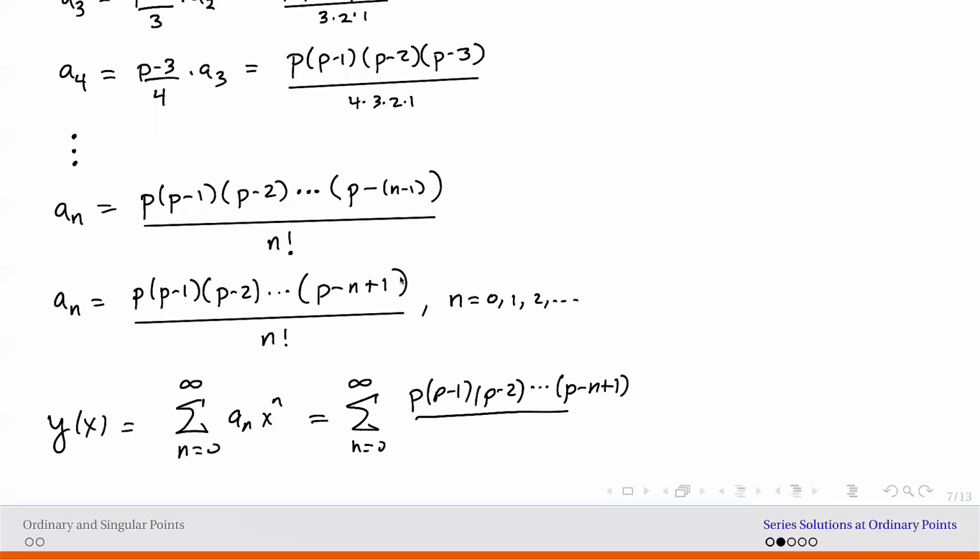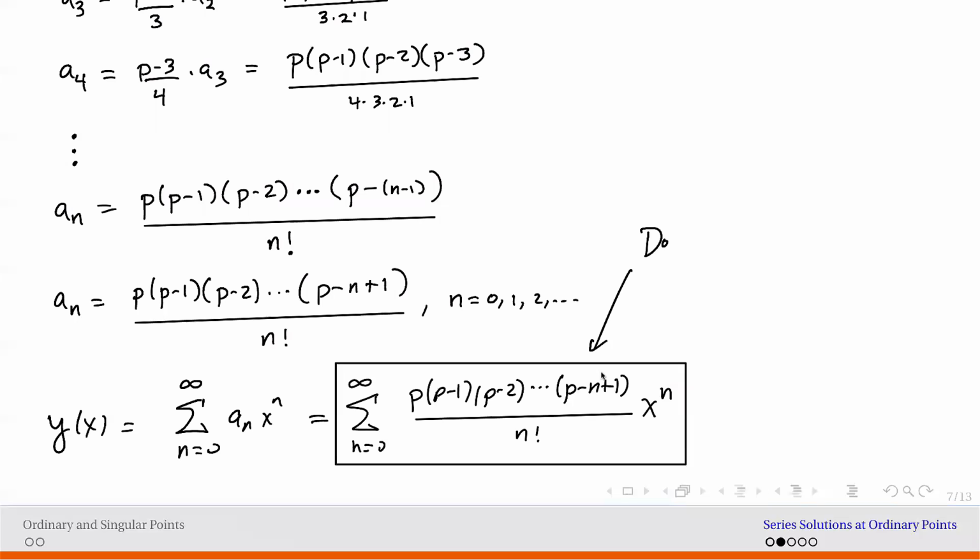But here's the issue. If I want this to be somewhat satisfying at the end, I say, well, great, that's my answer, but do I recognize it? So the question you have to ask yourself is, do you recognize this? Do we know what function this represents? And the answer for a lot of you is probably no, and that's perfectly fine.